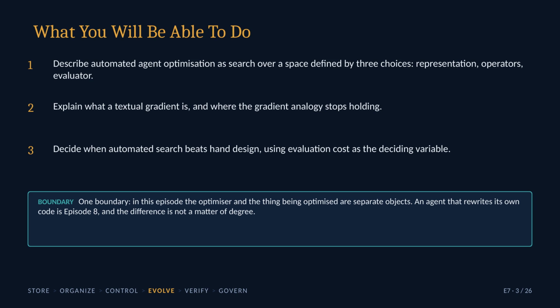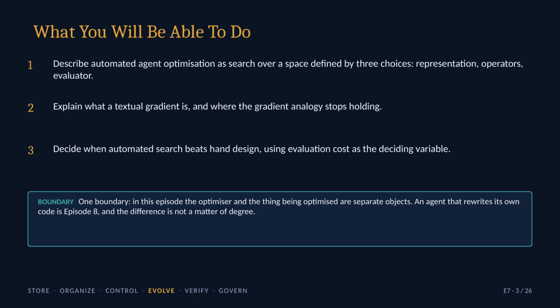3 objectives. Describe automated optimization as search over a space defined by 3 choices. Explain what a textual gradient is and, more usefully, where the gradient analogy stops holding, because it stops earlier than the name suggests. And decide when automated search beats hand design, using evaluation cost as the deciding variable rather than taste. One boundary before we start.